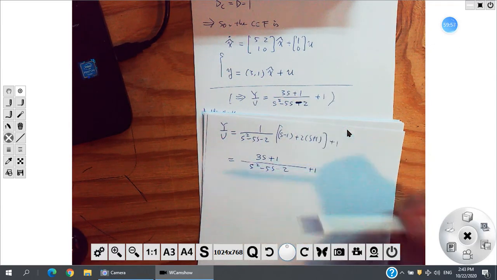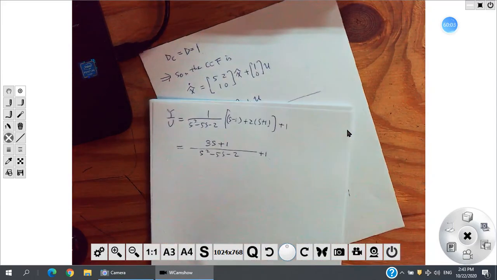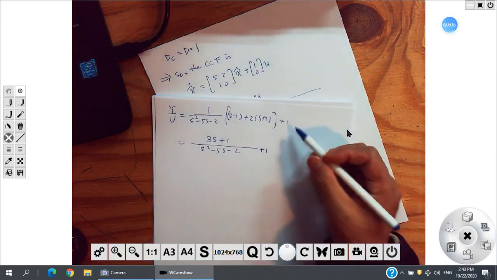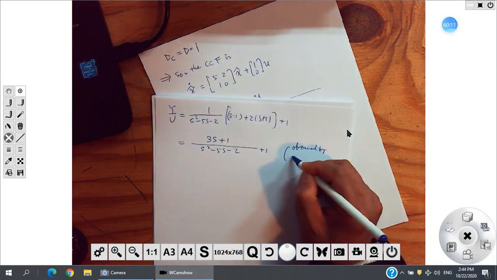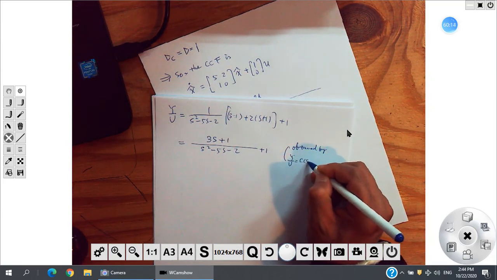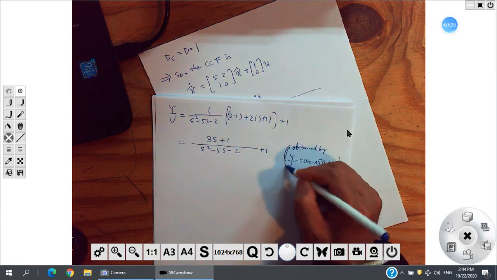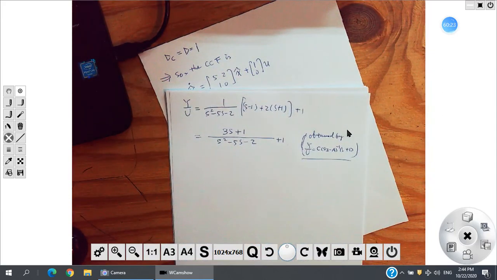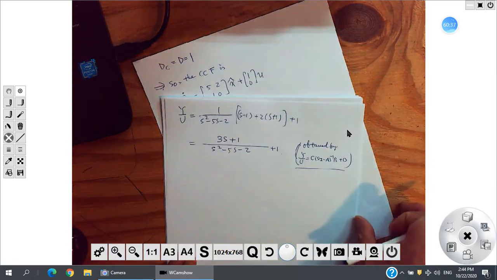Okay. And the second equation is based on the formula. Which formula? The formula is y over u equal to c times sI minus A inverse B plus D. We use this formula, we can also have the transfer function. All right. So this is the CCF. And similar, we have the OCF, right?